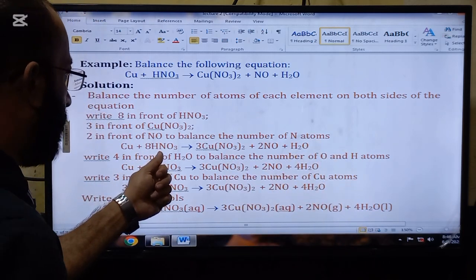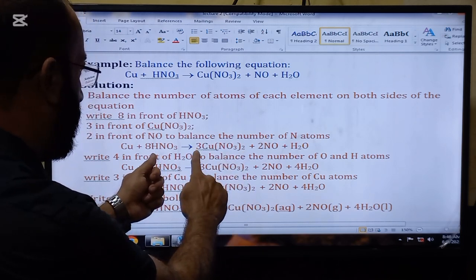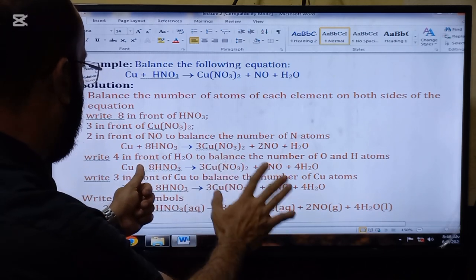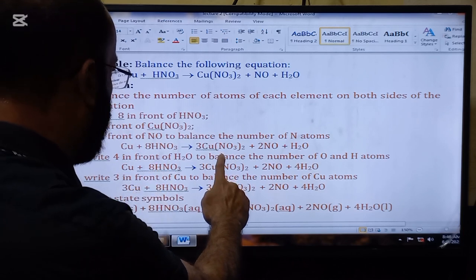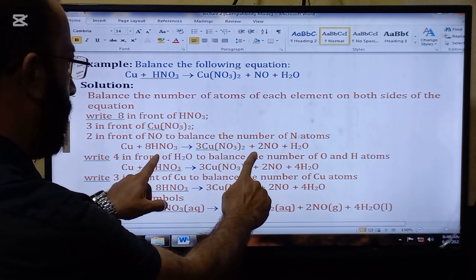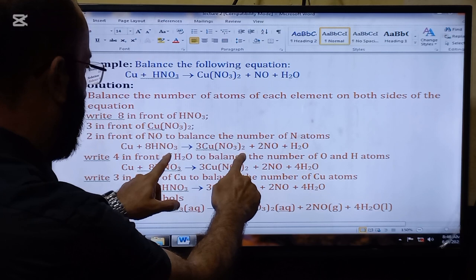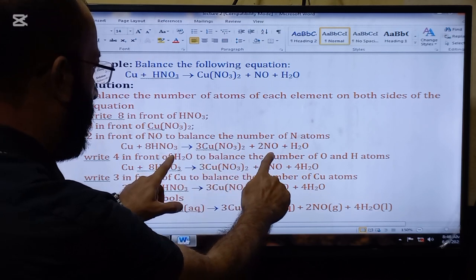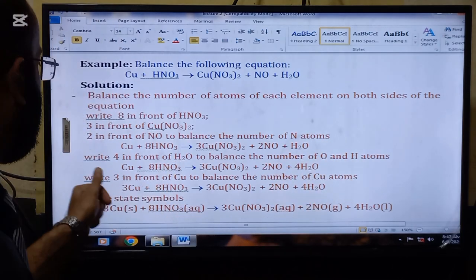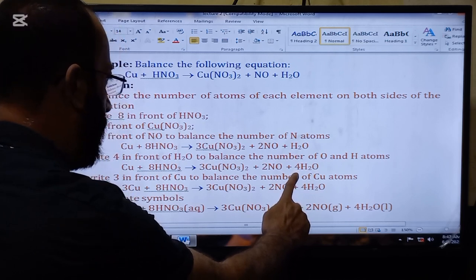Nitrogen atoms are 8 on the left side, and here are 3 2s are 6 nitrogen atoms, so these nitrogen atoms are also not balanced. So wait, 2 3s are 6 plus 2, 8, nitrogen atoms are balanced. And oxygen. 8 3s are 24, 3 2s are 6, 3s are 18, plus 2, 20. Oxygen atoms are also not balanced. So write 4 in front of the H2O. So look now, we have written 4 in front of the H2O.